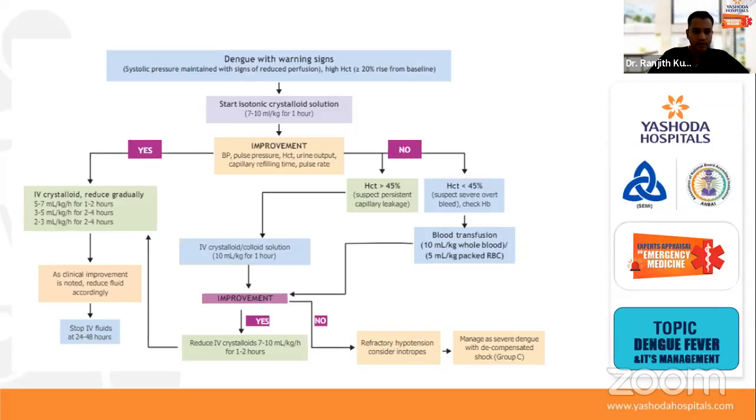If there is significant improvement, then fluid has to be stopped over the next 24 to 48 hours. In case there is no improvement and there is a persistently raised hematocrit, we should suspect a further leak of plasma, and these patients should be given 10 ml of crystalloid or colloid based on the situation. If there is an improvement, then IV fluids are reduced to 7 to 10 ml per kg per hour for the next 1 to 2 hours.